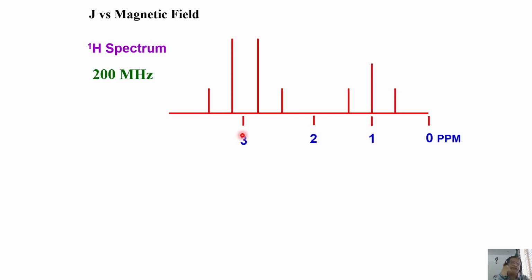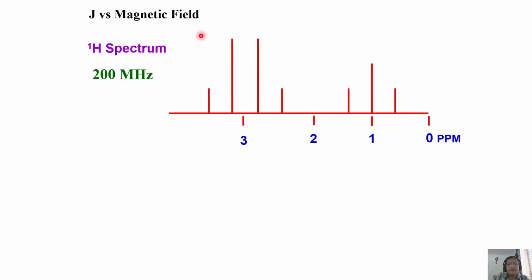Now, one more piece of information. Remember, when I was giving the salient points, I also said J coupling is independent of the magnetic field, unlike chemical shifts, where the chemical shift is linearly dependent on the magnetic field. J coupling is independent of the magnetic field. Let us see this example.